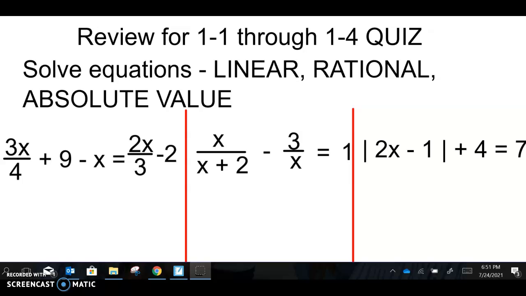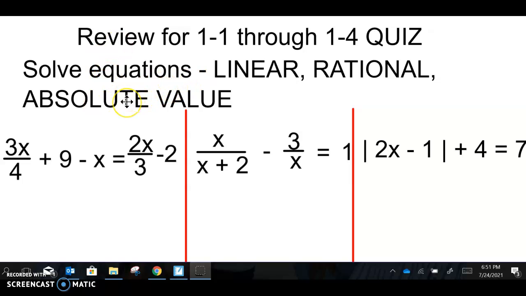Okay, guys, we have our first quiz coming up, and I just want to go through a quick review. This certainly isn't the only thing you should do to go back and look over everything we've covered so far from 1-1 through 1-4. But in general, this is kind of the summary, a quick review.